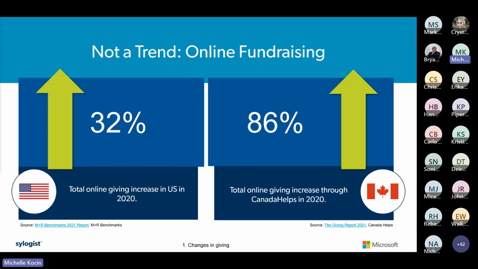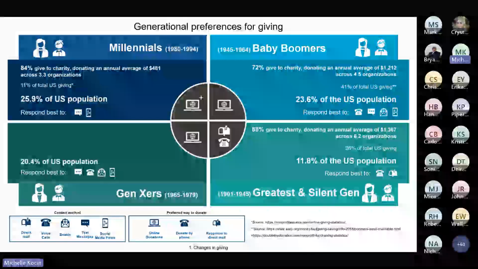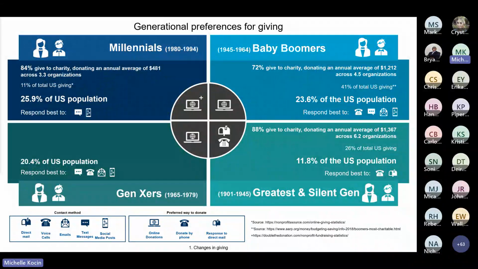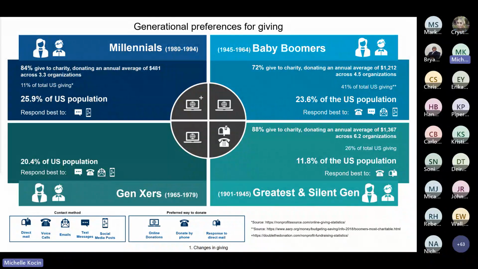And then just a quick note about the demographics of people giving. As you'll see, millennials and Gen Xers are on the younger side, and they prefer to give by online donation. They respond best to things like social media posts and email and text messages. And then you have the baby boomers and the greatest and silent generation. They're a bit more old school. Baby boomers like online donations, but the greatest and silent generation are more likely to respond to direct mail and donating by phone.